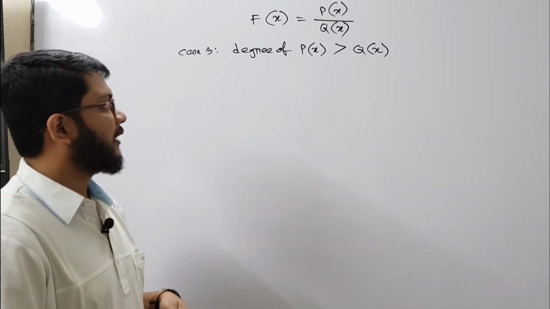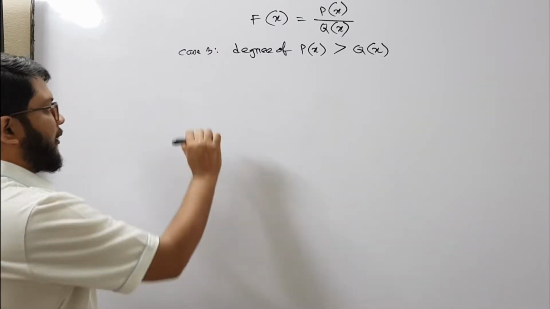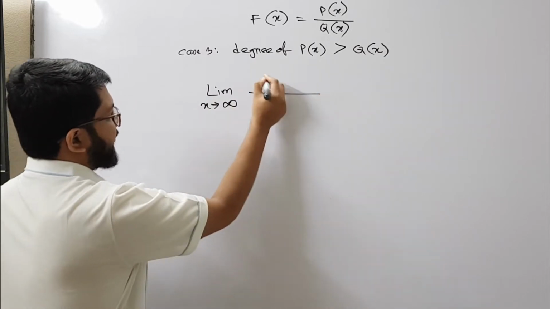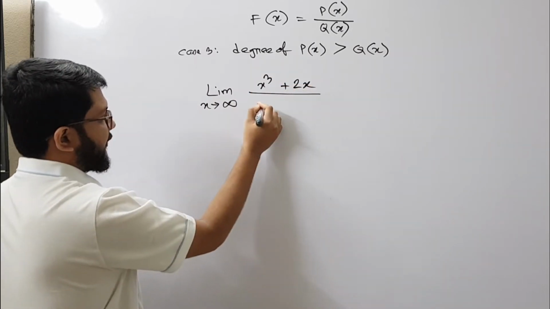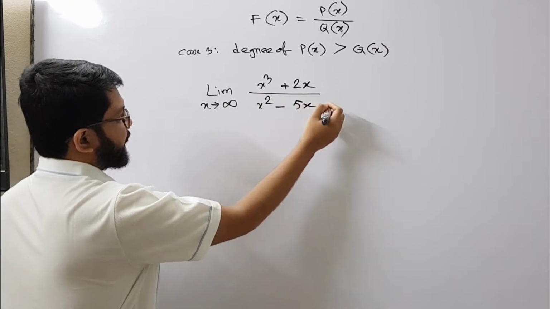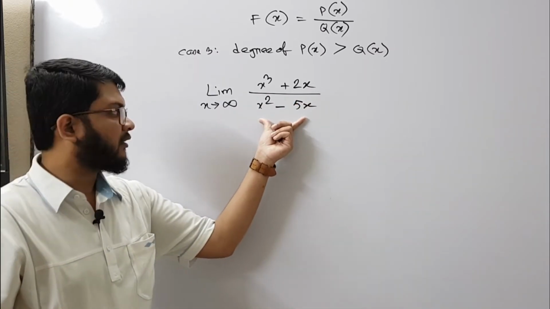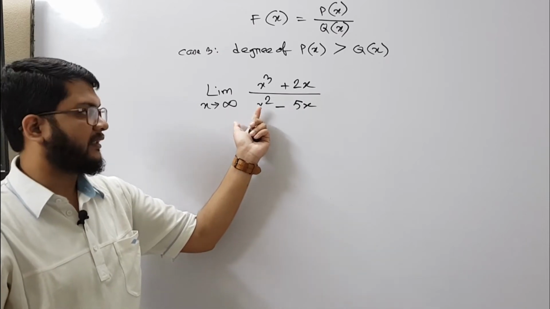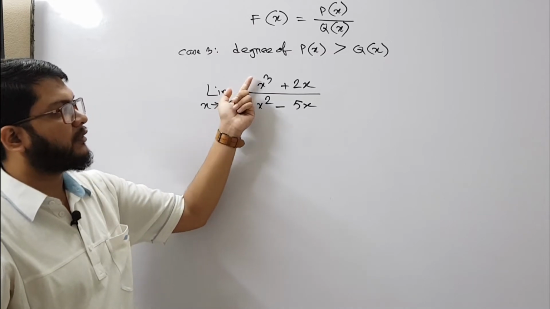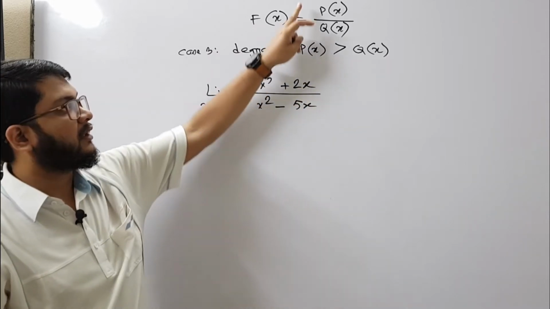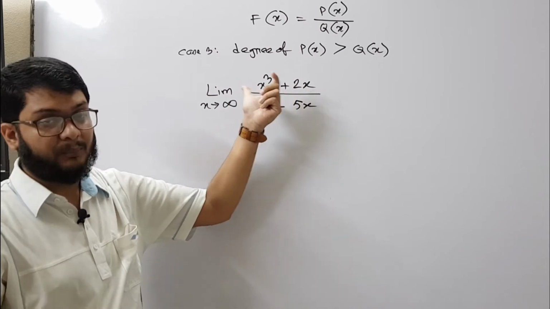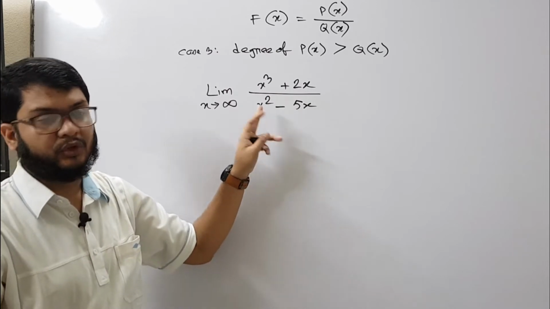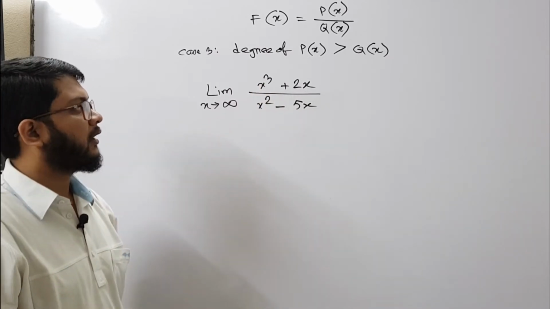Okay, so let's have a look at some examples. Limit x tends to infinity, x cube plus twice x divided by x square minus 5x. So this is a rational function. The degree of the denominator is 2, that is the highest power of x, and the degree of the numerator is 3. We let the polynomial in the numerator be p of x, so its degree is 3 and the denominator's degree is 2. So the numerator's degree is greater than the denominator's.